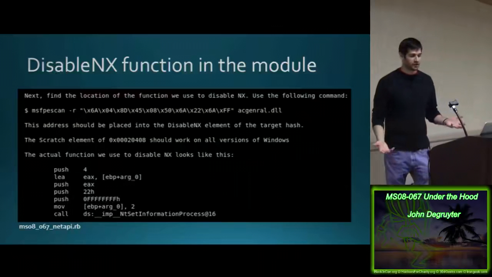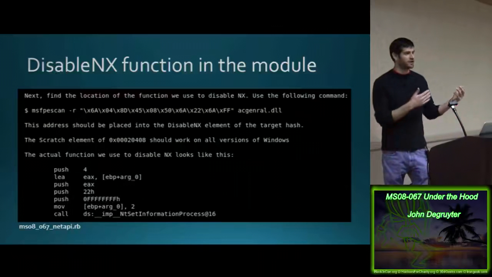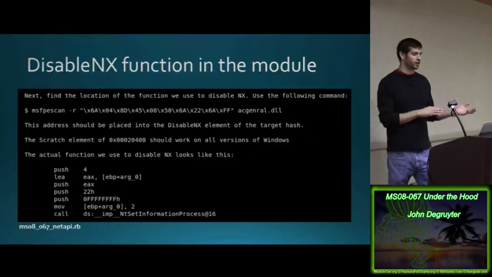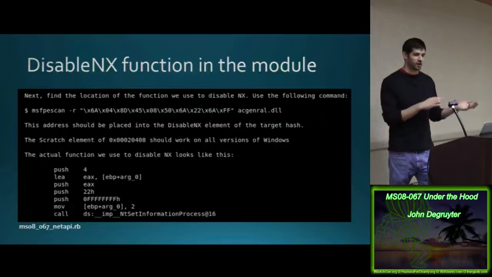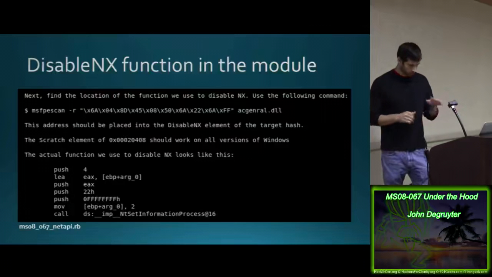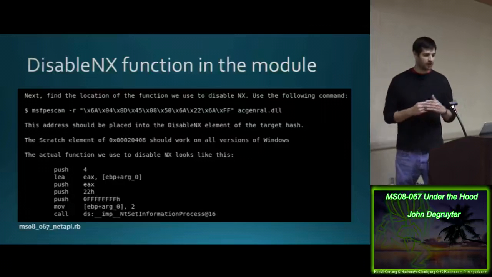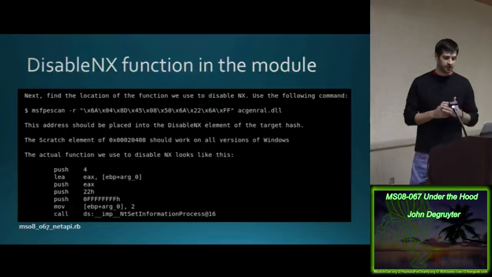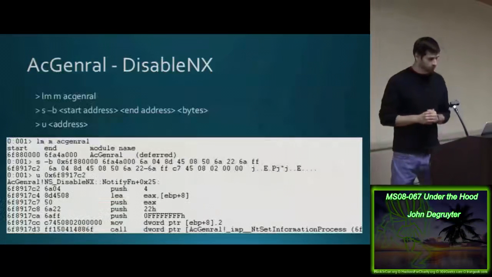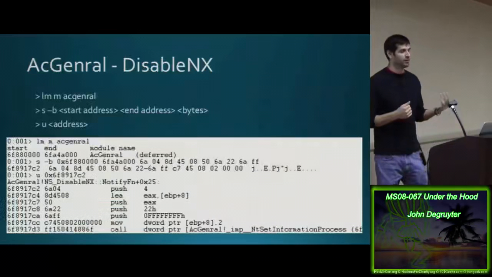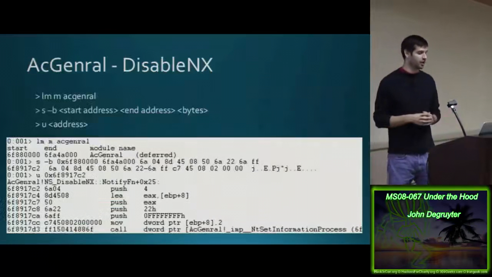Now, why would you need to do that? You would need to do that if AC General would change, maybe it gets patched or something like that, or maybe you're looking at it for a different target, a different service pack or operating system or whatever. But this is just a way to kind of find a function in a DLL. And you can search for it manually from within WinDebug as well.